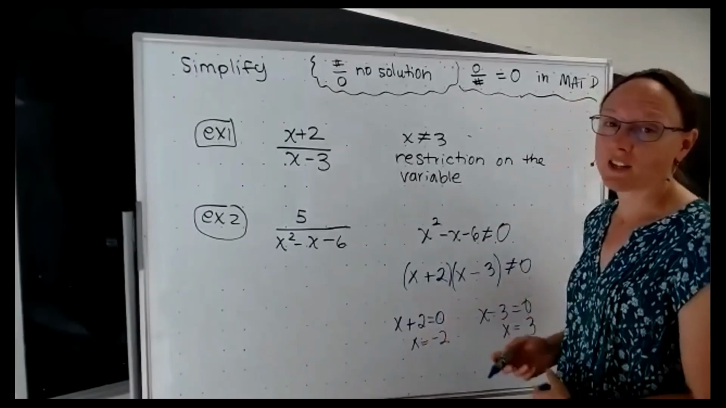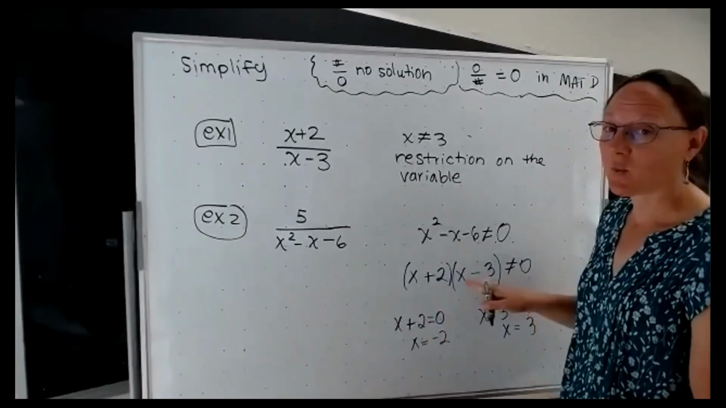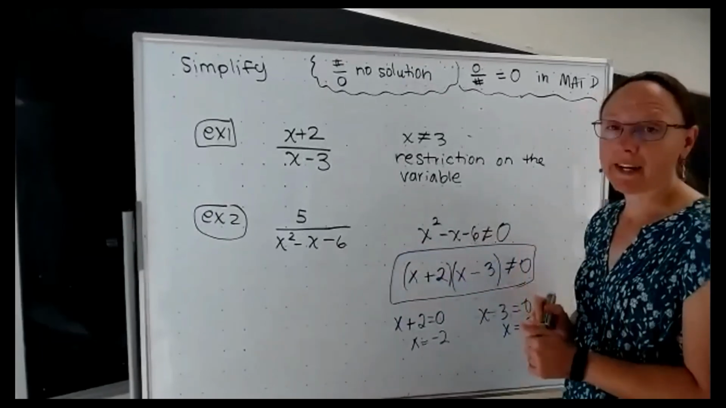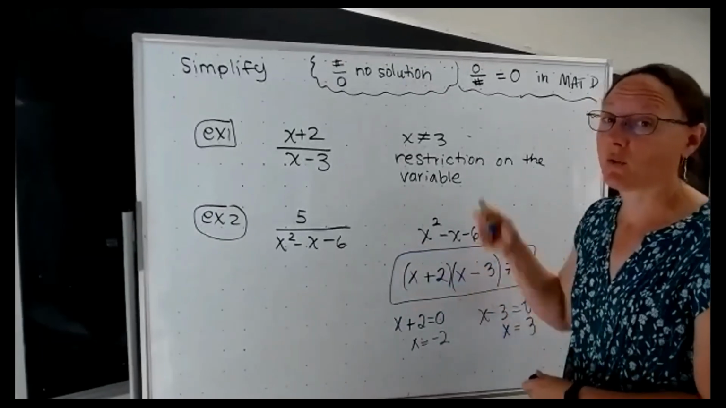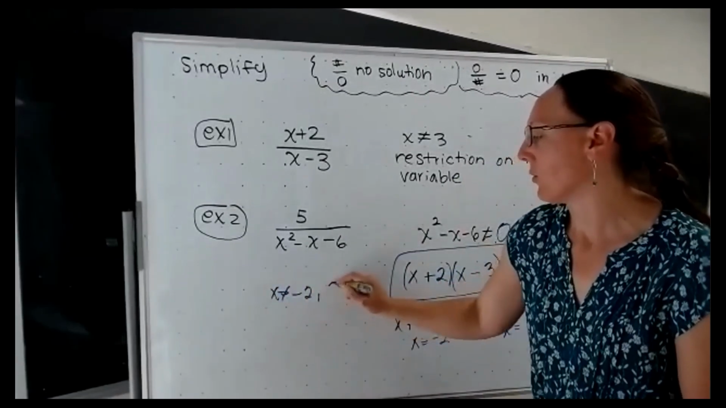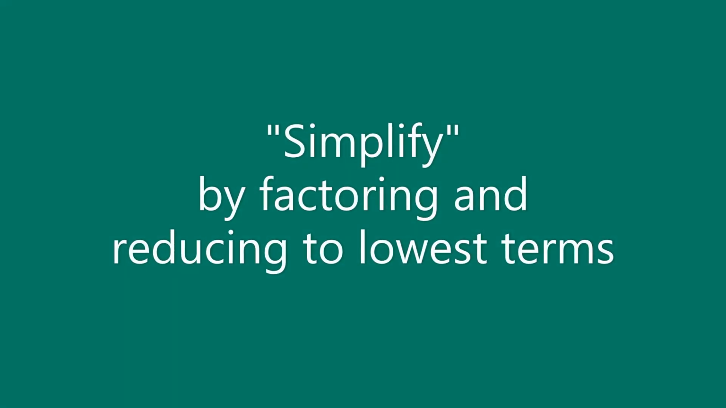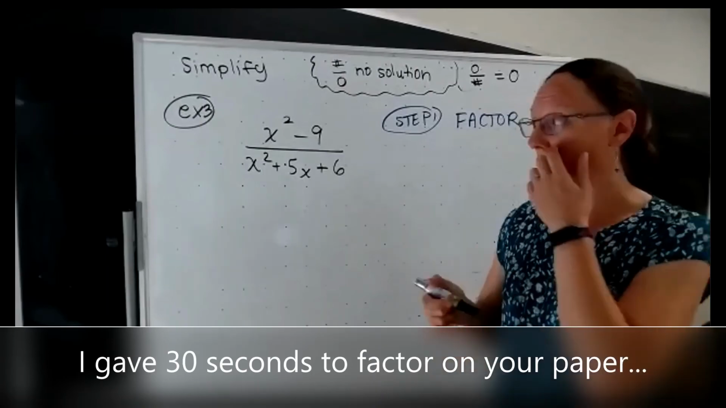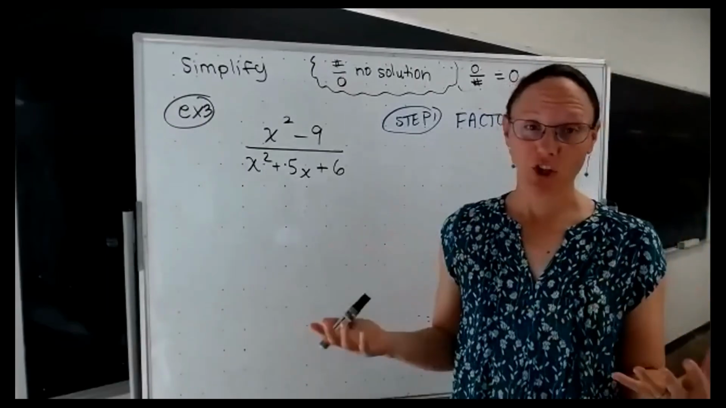But where we want to move to is when you get to this point, you can read off that the values for the restriction on the variable are that x cannot be negative 2 or 3. So that was 30 seconds. Just for like a reality time check.